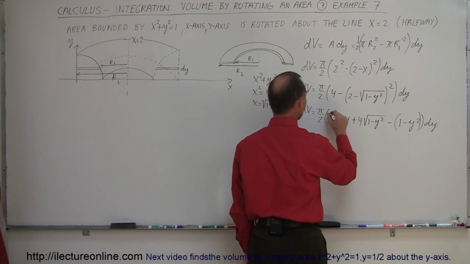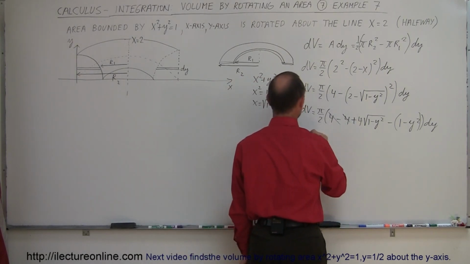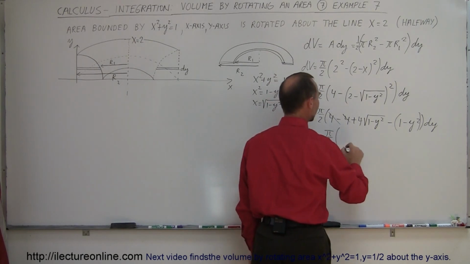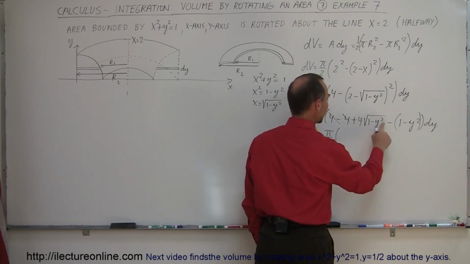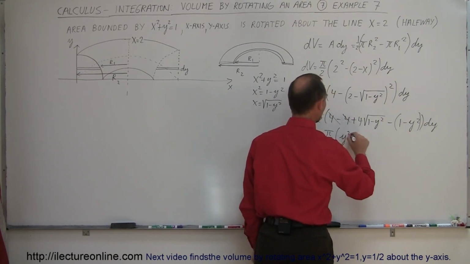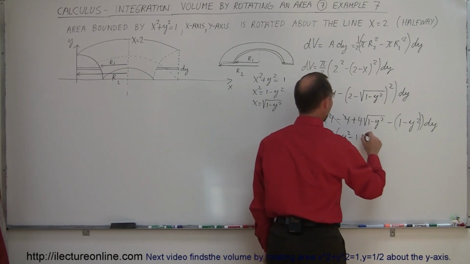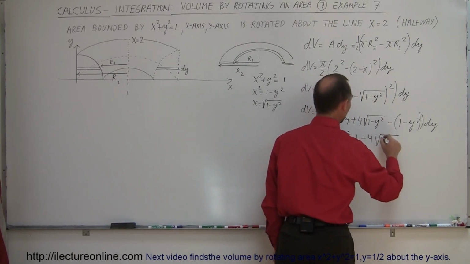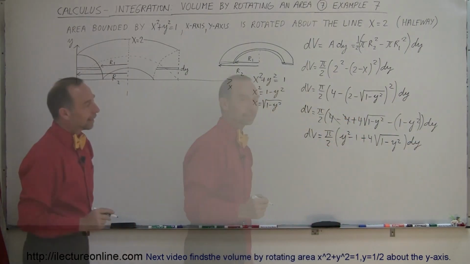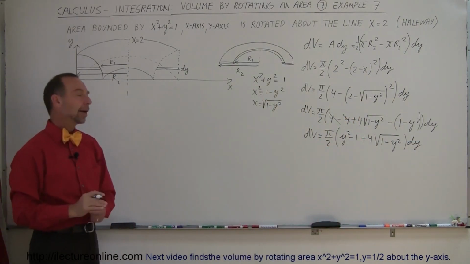And so I can combine these. The 4 minus 4 is 0. So now I end up with dV is equal to pi over 2 times, let's see here, this minus times this minus, that makes that a plus. That makes that a minus. So I can write this as y squared minus 1 plus 4 times the square root of 1 minus y squared quantity dy. All right, are we ready to integrate?